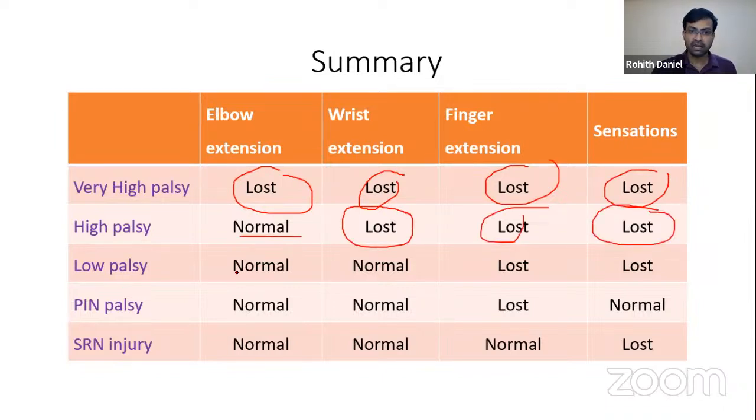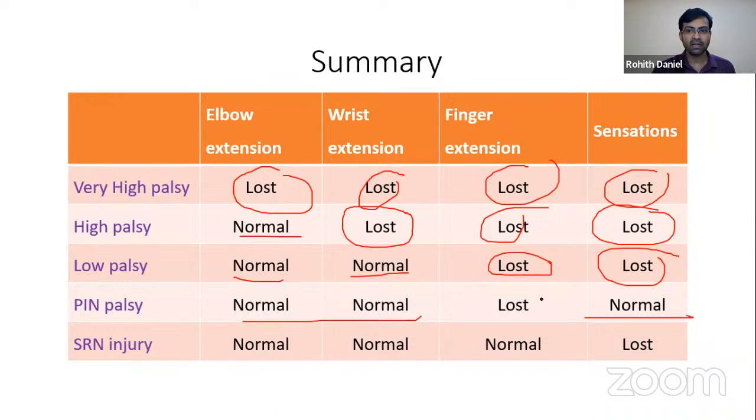What about low radial nerve palsy? Elbow extension and wrist extension is normal, finger extension and sensations are lost. In PIN palsy, everything is normal except for finger extension. So the patient will develop finger drop. And finally, you have the superficial radial nerve injury where there is no motor deficit. Only problem is loss of sensations.